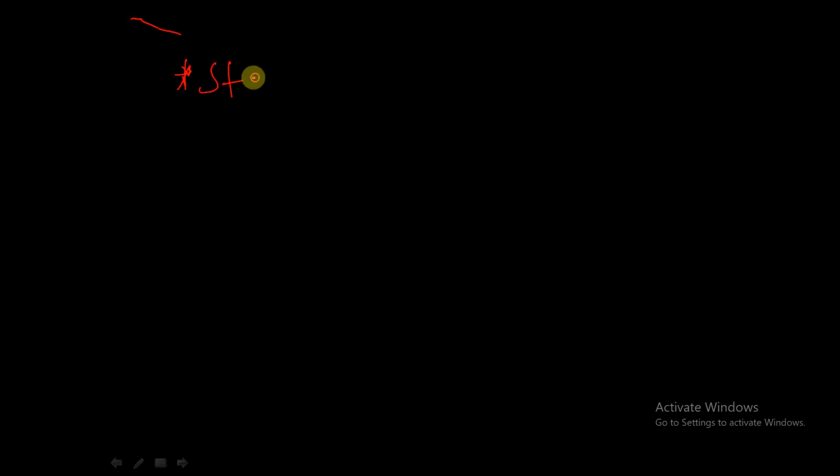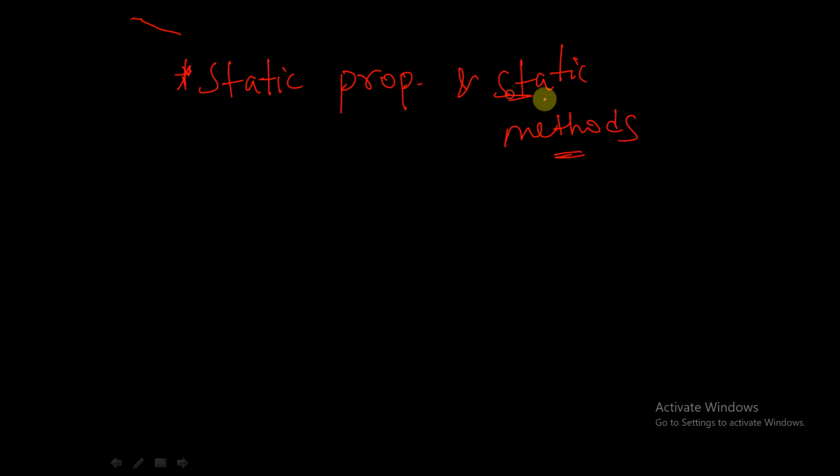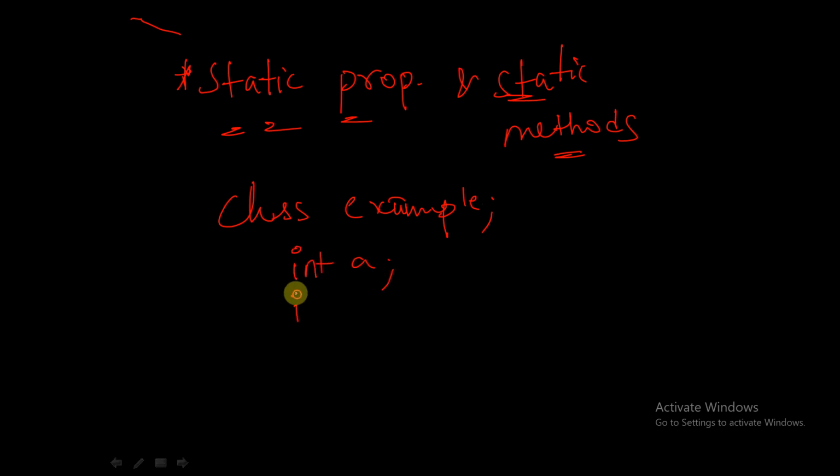Okay? The topic name is static properties and static methods. So what is this basically, static properties or static methods? Let us consider a class called example, and this class has two properties, let's say int a and int b. Okay, and let us end this class.